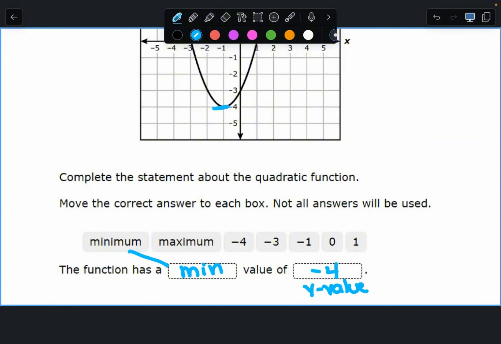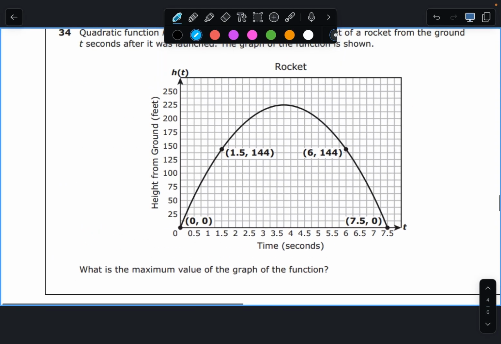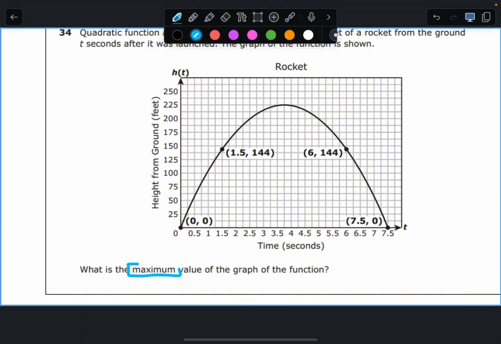Now notice that's 2 drag and drops. So that means that counts as 2 whole questions. Don't get something like that wrong. The next one it says specifically what? Maximum. The maximum. So if I go to the very top of my parabola, what is the very top? It's 225, the y value, okay? Notice that they labeled 4 other points. Those are just there to throw you off, okay? They're just there to trick you, so be careful.